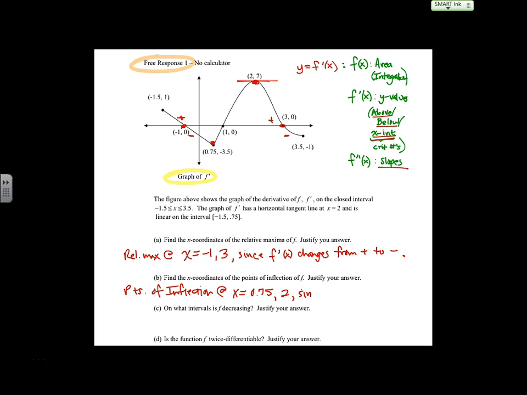Since. Kiddos, even if you don't know how to find it, if you can state a forever card, you might get the justification point and you have no clue how to answer the problem. Point of inflection. Since F double prime of X changes sign.